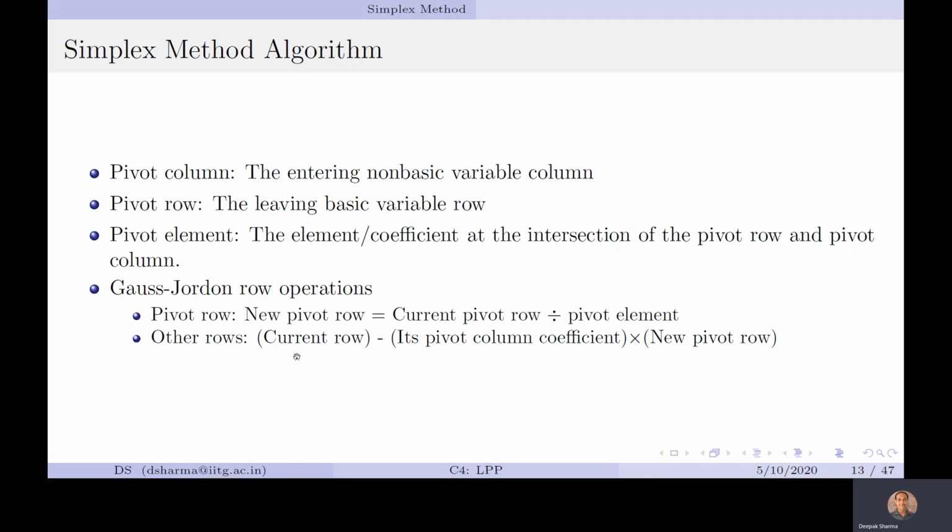Thereafter, we look for the other rows. For the other rows, the new row equals the current row minus the pivot column coefficient corresponding to the same row, multiplied by the new pivot row. The new pivot row is what we just calculated in the previous step.